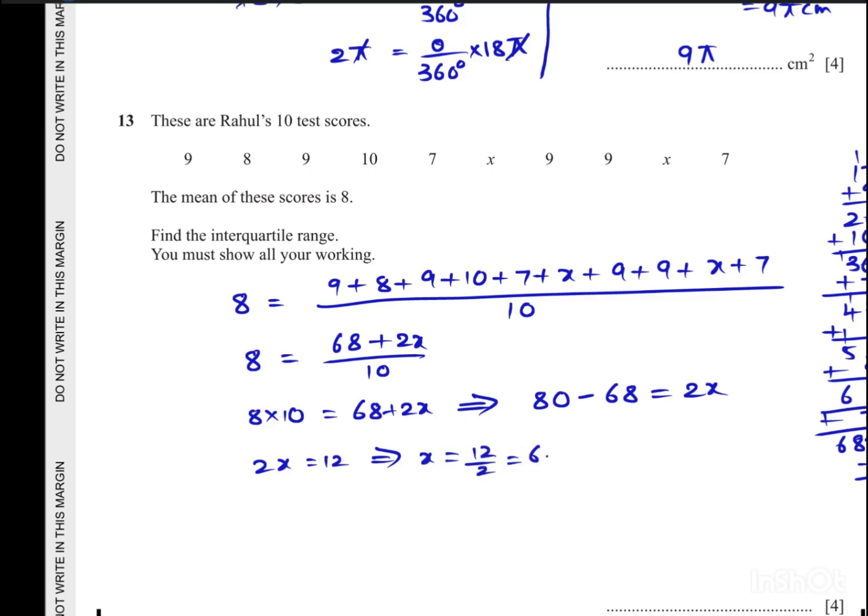Now we have the value of x. So write the value of x as 6 and 6, and we need to find the interquartile range. First, what is the median? To find the median, we have to arrange them in ascending order. 6 is the smallest number, 6, then 7, 7, then 8 is only once, 9 is 4 times, and last is 10.